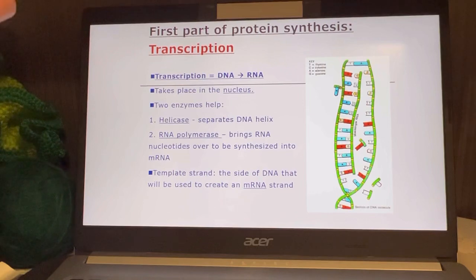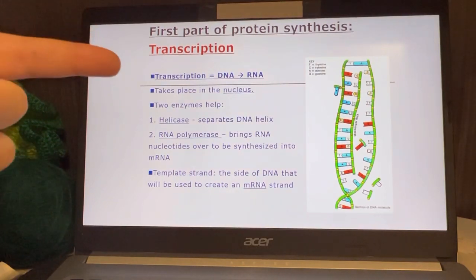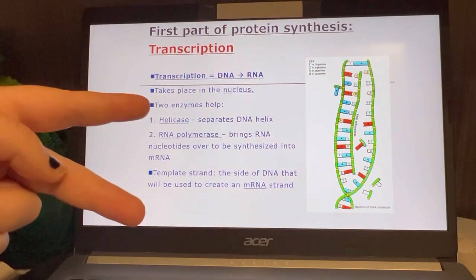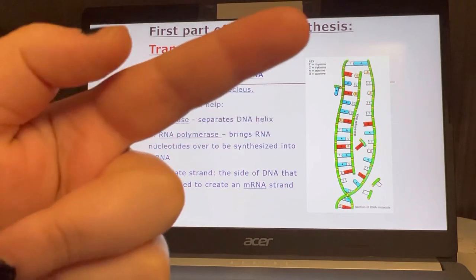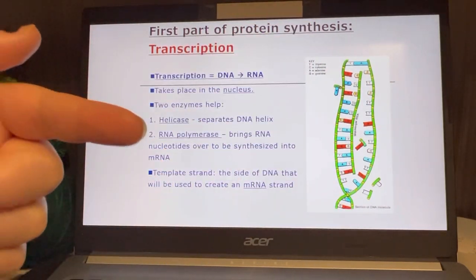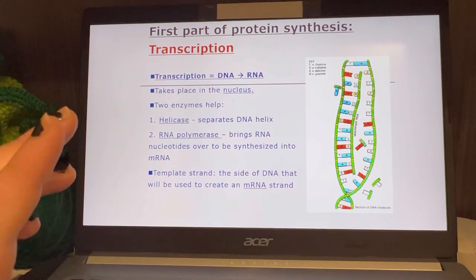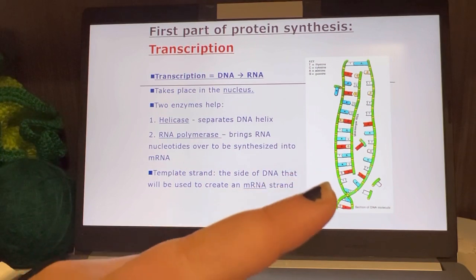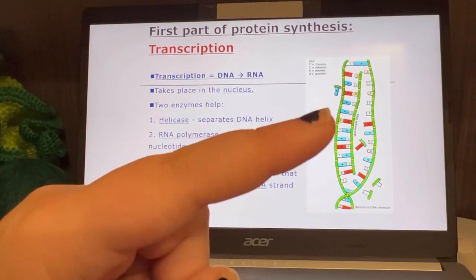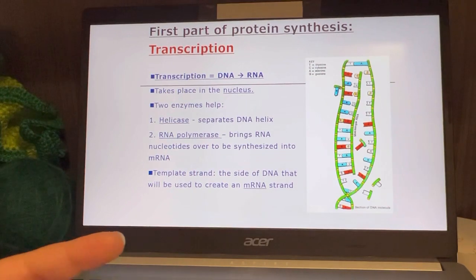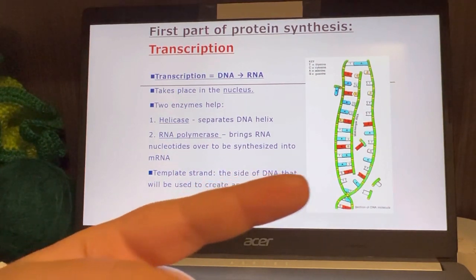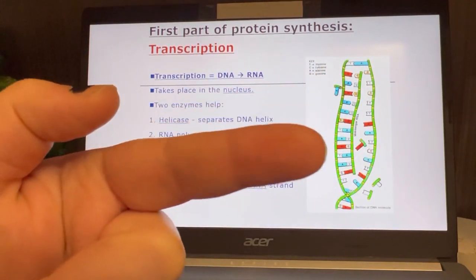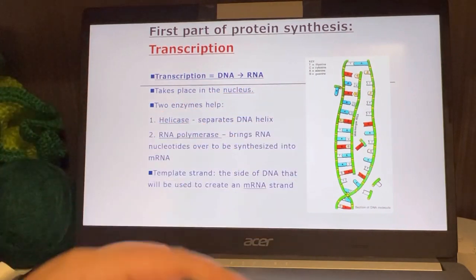Alright, first part of protein synthesis, transcription. Transcription takes DNA and makes it into RNA. It takes place in the nucleus with the help of two enzymes: helicase, which separates the DNA helix, and RNA polymerase, which brings RNA nucleotides over to be synthesized into mRNA. The template strand, the strand being copied, this outer one on the left-hand side, is the side of DNA that will be used to create an mRNA strand. The other one we ignore entirely. So this one on the left is going to be turned into the mRNA template.